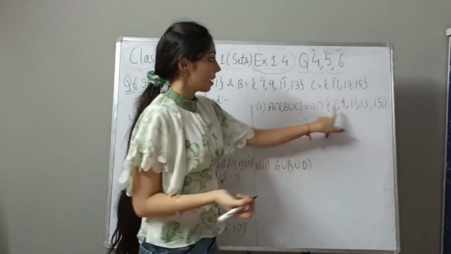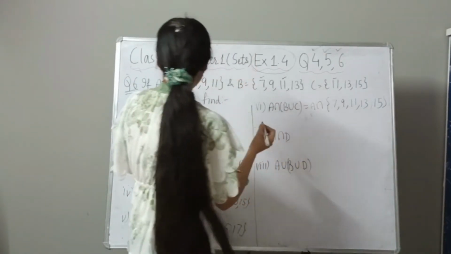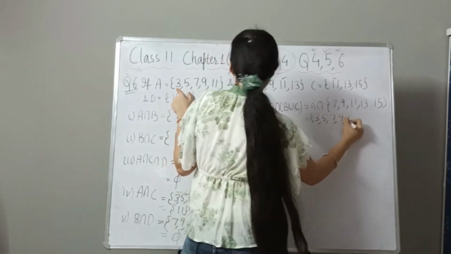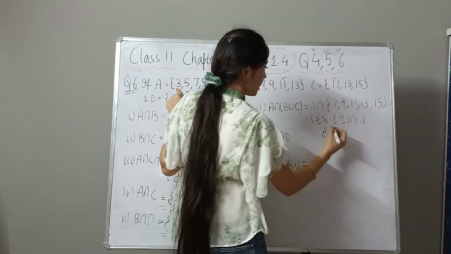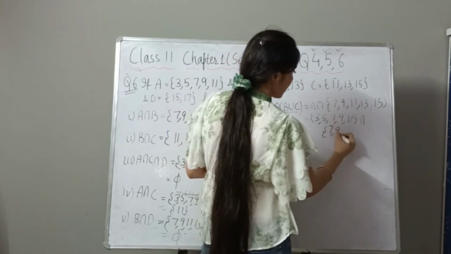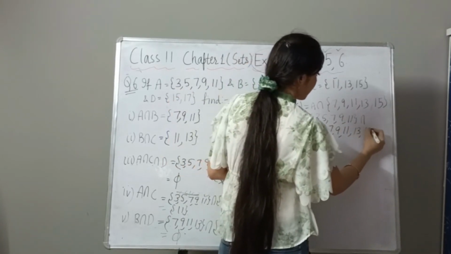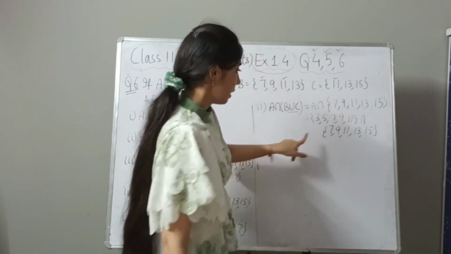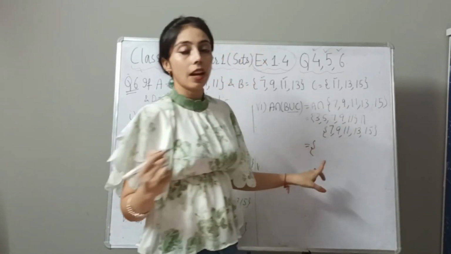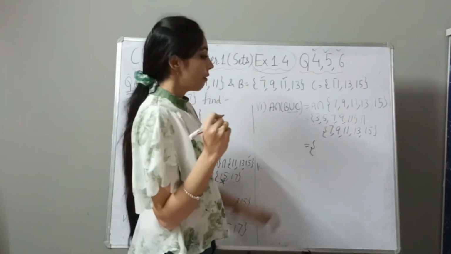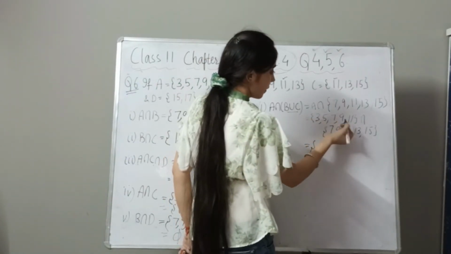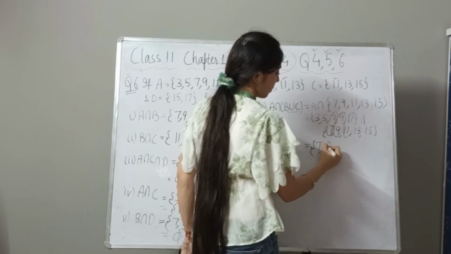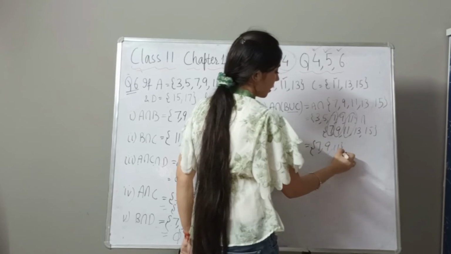Now we will find the intersection of A and B union C. So what is A? A has 3, 5, 7, 9, 11. These 5 elements, and B union C has 7, 9, 11, 13, 15. Okay. So we will find the intersection of these two, means we will write those elements which are in both the sets. So 3, 5 is excluded. 7 is in both the sets, 9 and 11. So the answer will be 7, 9 and 11.